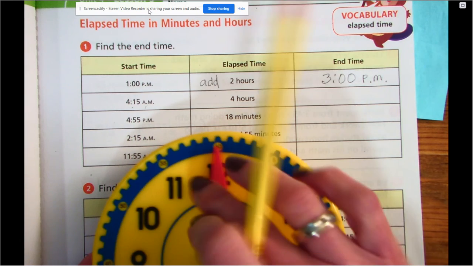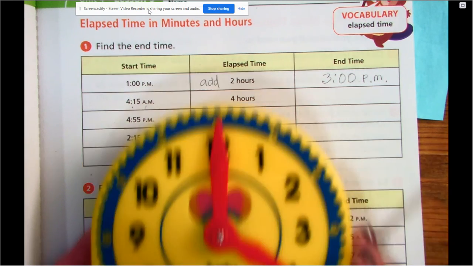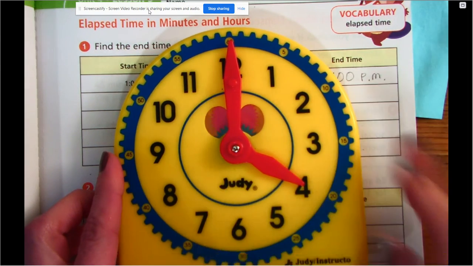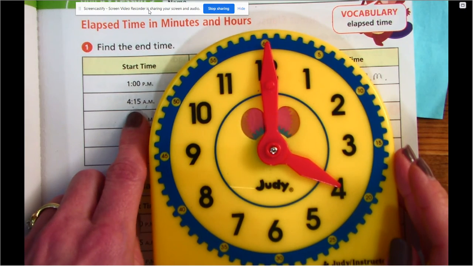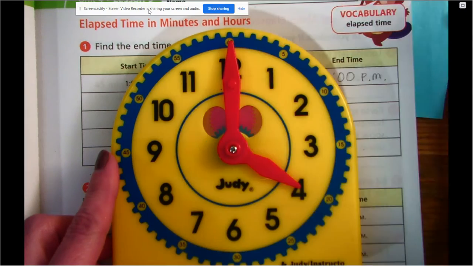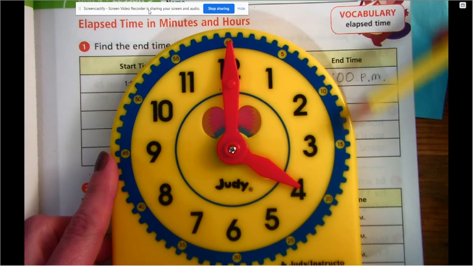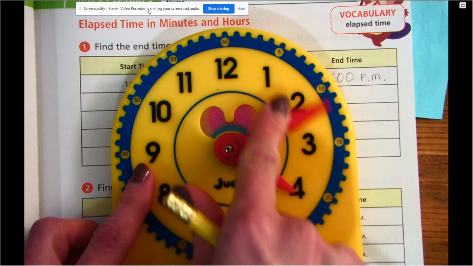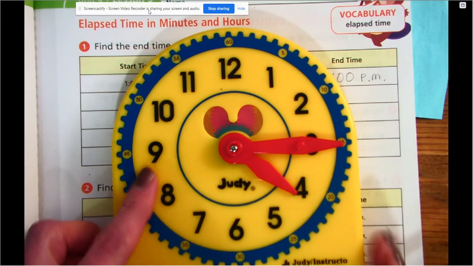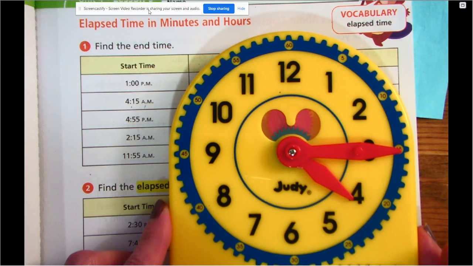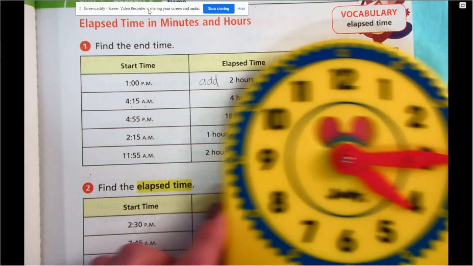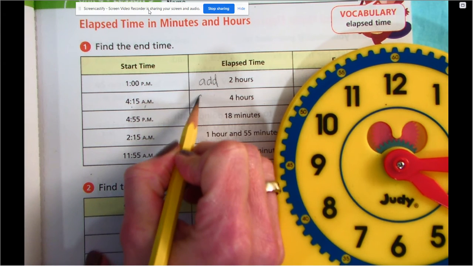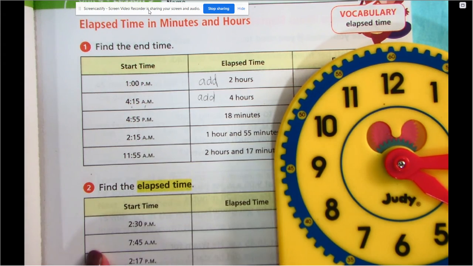So let's make 4:15 on my Annie clock. So here's 4 o'clock, and I always start at the hour, and I want to go to 4:15. So 15 minutes past. You know that you can count by 5s on the big numbers. 5, 10, 15. So there's 4:15 a.m. on my clock. Right? My elapsed time, I'm going to add 4 hours. I'm not adding any extra minutes, but I'm just adding 4 whole hours.